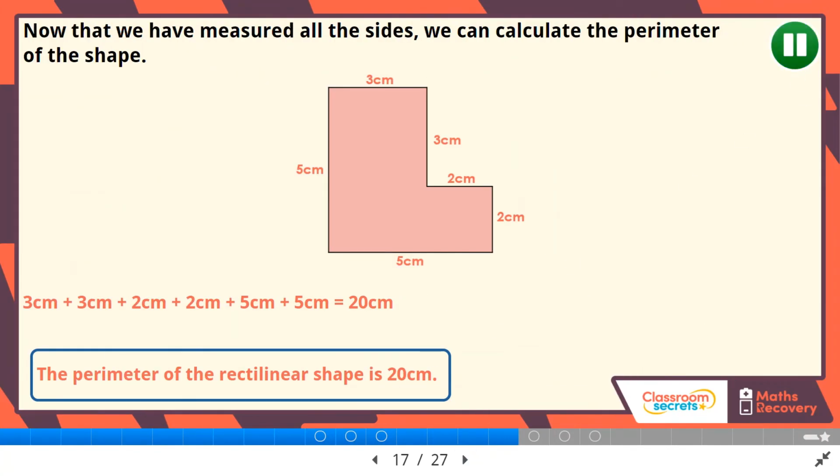Now that we have measured all the sides, we can calculate the perimeter of the shape. We do this by adding up the length of all the sides. Unlike rectangles, we cannot multiply the total of the length and the width by 2. All the measurements are shown in centimeters. So 3 add 3, add 2, add 2, add 5 equals 20. Therefore, the perimeter of this rectilinear shape is 20 centimeters.